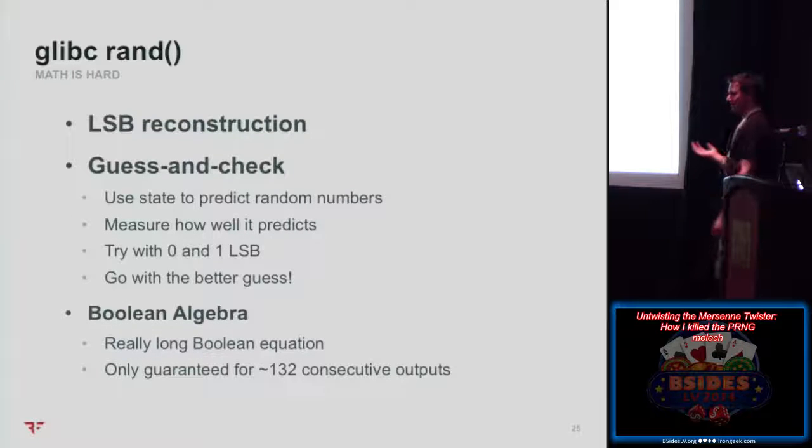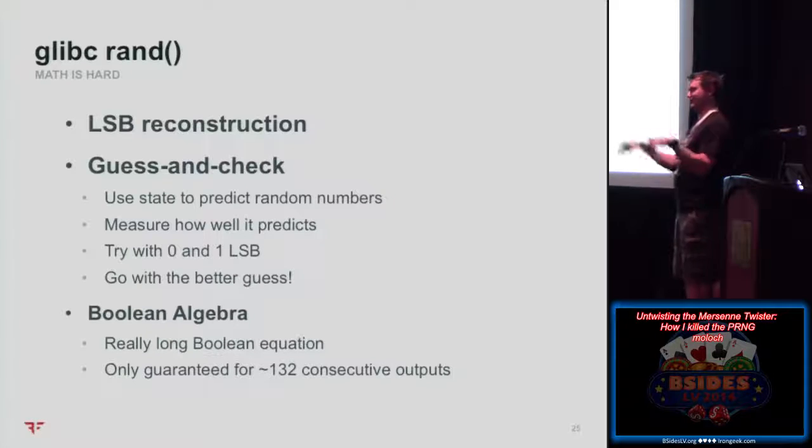So for grabbing the least significant bits, there are kind of two methods that we use. There's the guess and check, where you take the internal state and assume that all the LSBs are 0. Then you see how well that predicts all the numbers you've observed, which gives you some measurement of how well it predicts your random numbers. Then you try flipping a bit and see if that improves or makes your prediction worse. If it made it better, then you keep that increment. So that works somewhat well.